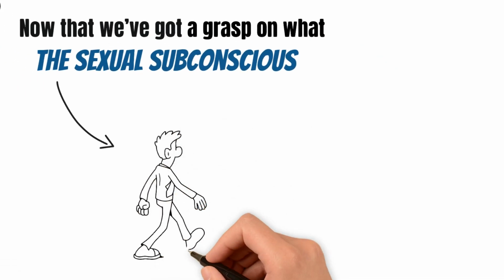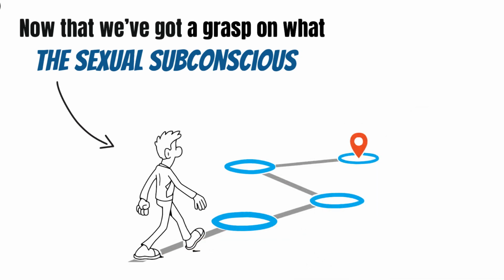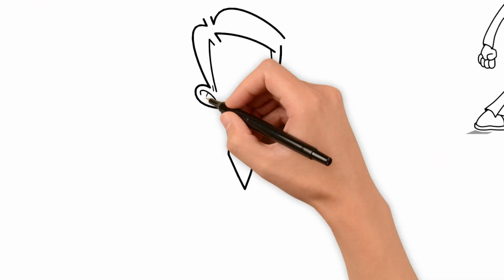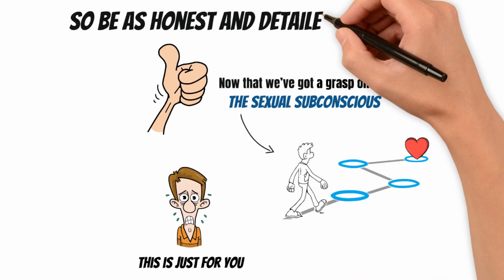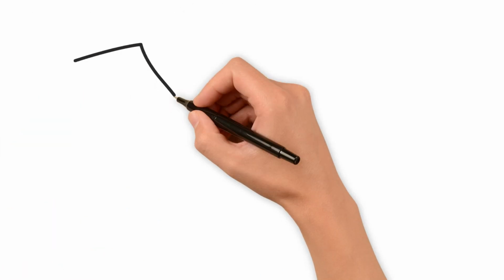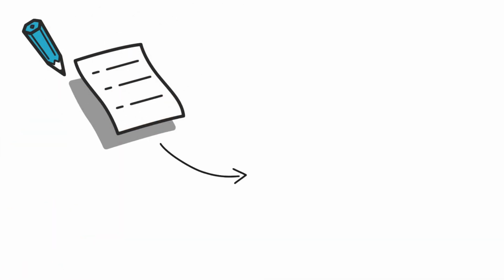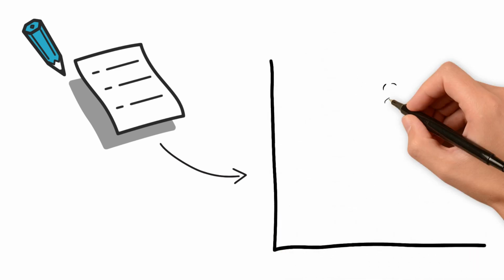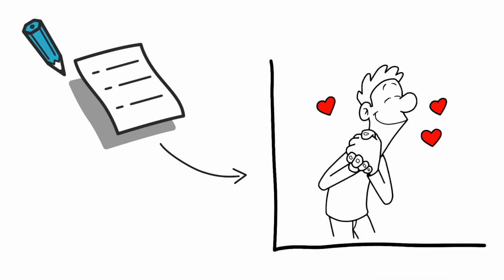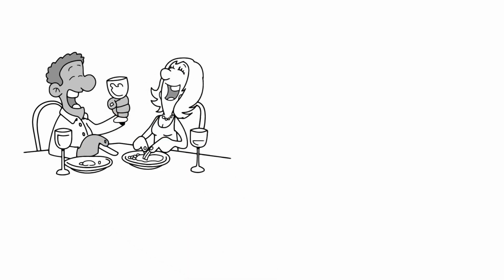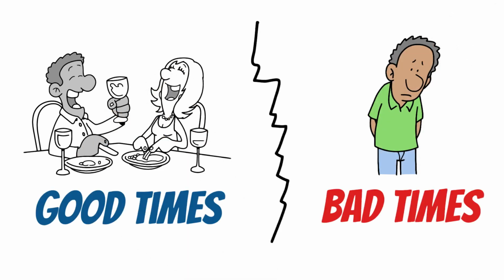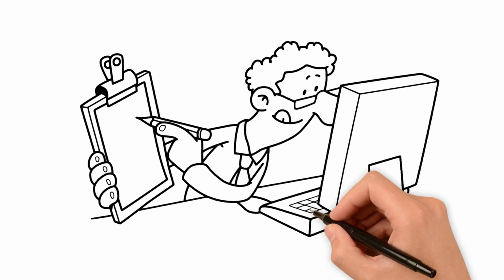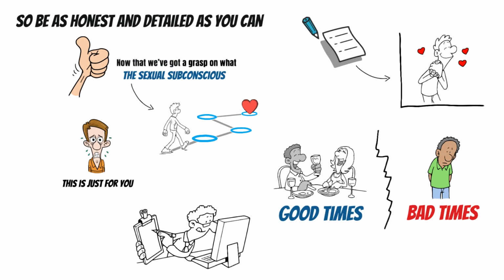All right, now that we've got a grasp on what the sexual subconscious is, let's get to work. The next step is to map out your entire sexual history. I know this might seem a bit intense, but don't worry, this is just for you. No one else needs to see it, so be as honest and detailed as you can. First, grab the paper and pen we talked about. We're going to create a timeline of your entire sexual life. On this timeline, you'll mark the moments you were exposed to sexual experiences, both good and bad. Note the characteristics of each of these moments, how you felt, what was happening.